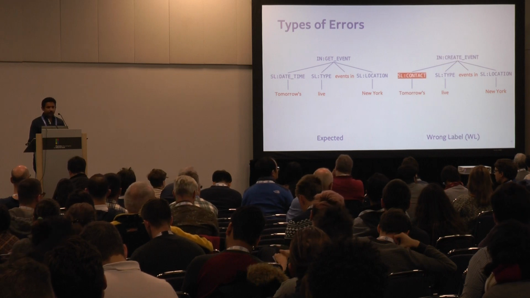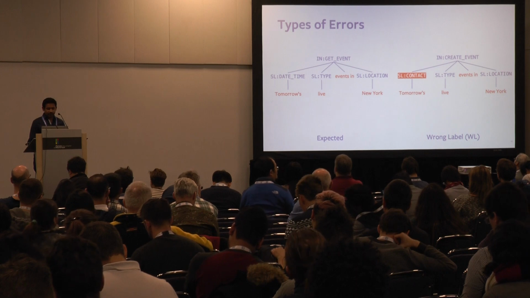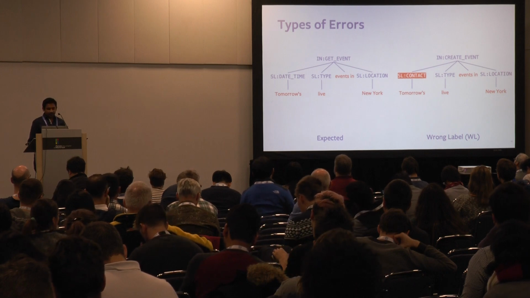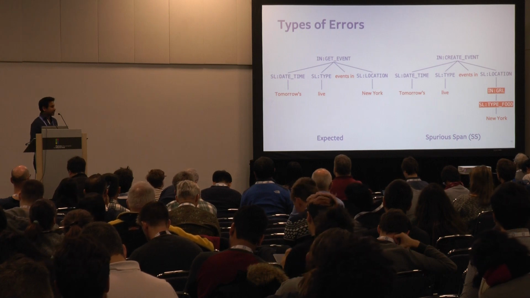You could get one of the non-top intents or one of the slots wrong, in which case this is labeled as slot contact. You could get extra intents and slots where there should not be any.